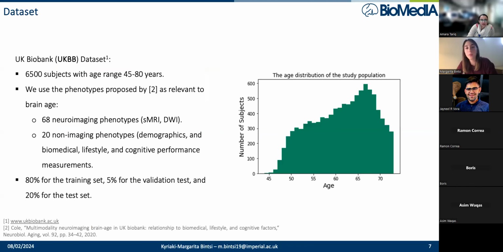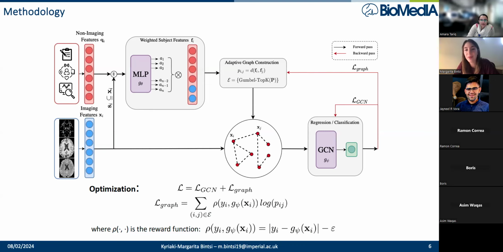Margarita, can I ask you a question here? So as I understand, this MLP is not being optimized beforehand. It's just randomly initialized and plugged into the system.